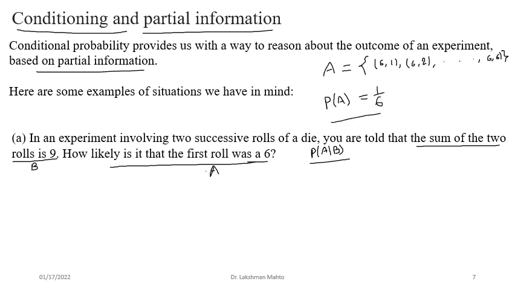Now someone has given partial information, that the sum of the two rolls is 9, so definitely we put a condition. What will happen in that situation? We don't have to look at the complete sample space. Within the sample space, we just look at the information provided to us. That information is B. What kind of elements does B contain, and in B we have to see how much of A is happening. What are the elements in B? Anyone?